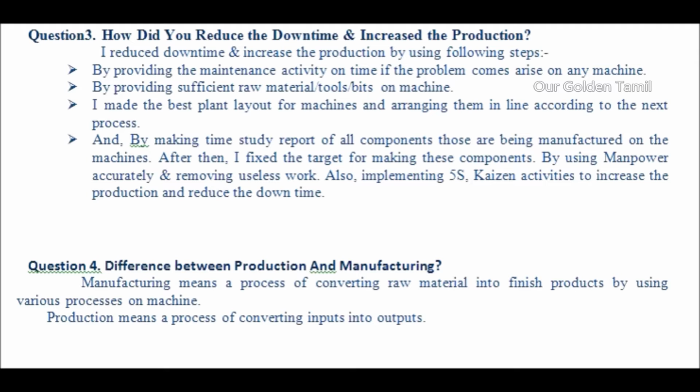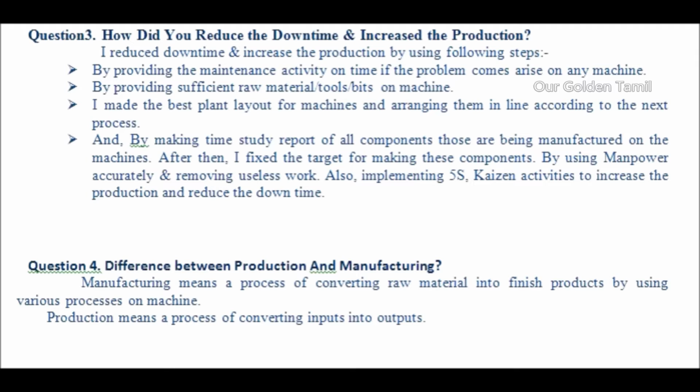After that, I fixed the target for making these components. By using manpower accurately and removing useless work. Also, implementing 5S, Kaizen activities to increase the production and reduce the downtime. Question 4. Difference between production and manufacturing?